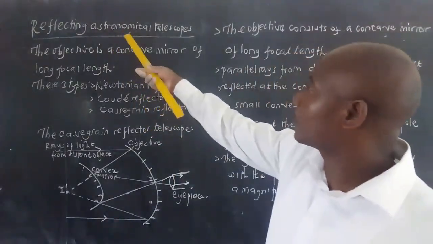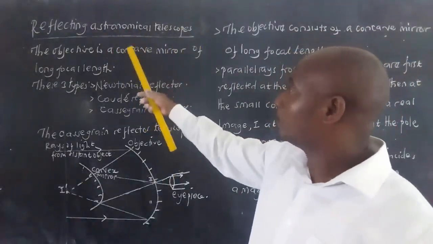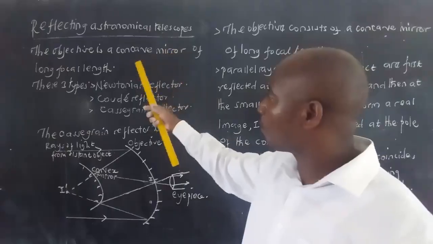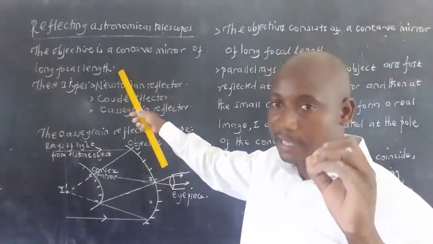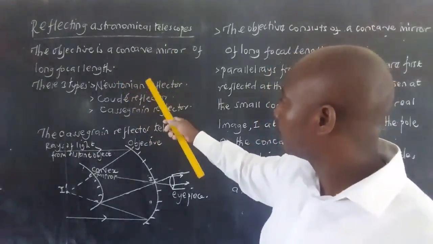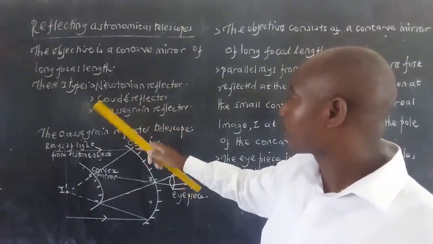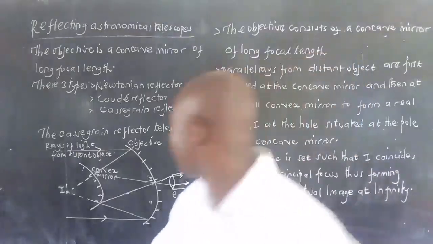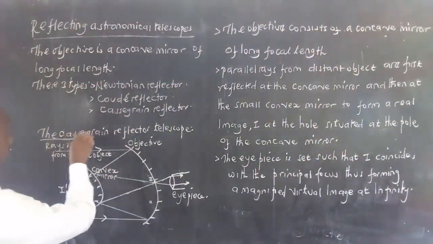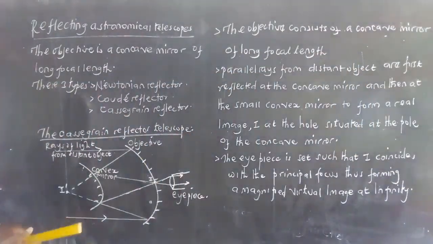So now we are looking at reflecting astronomical telescopes. The objective this time is a concave mirror of long focal length, because it focuses a distant object. Then there are three types: Newtonian, Coude, and Cassegrain. We are starting with the Cassegrain reflecting telescope.